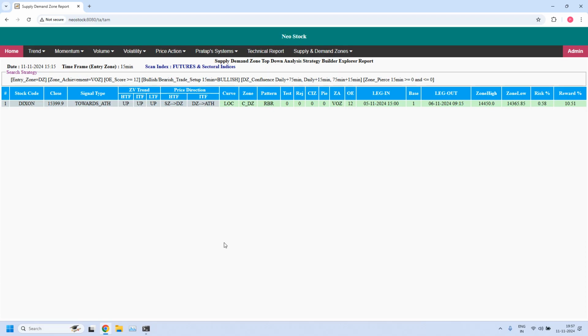In this stock, this is a 15 minutes entry demand zone. This 15 minutes demand zone is part of the 75 minutes demand zone. Both together again are part of the daily demand zone, because the HTF trend is a daily uptrend. If this stock is having daily EMA confluence, it is an even higher probability setup.